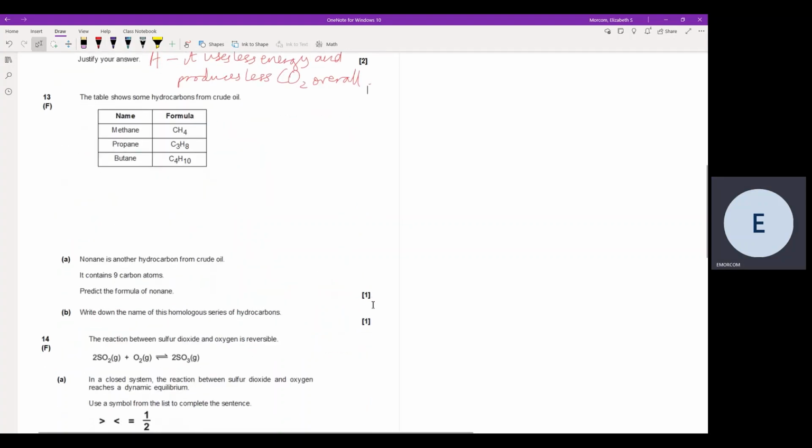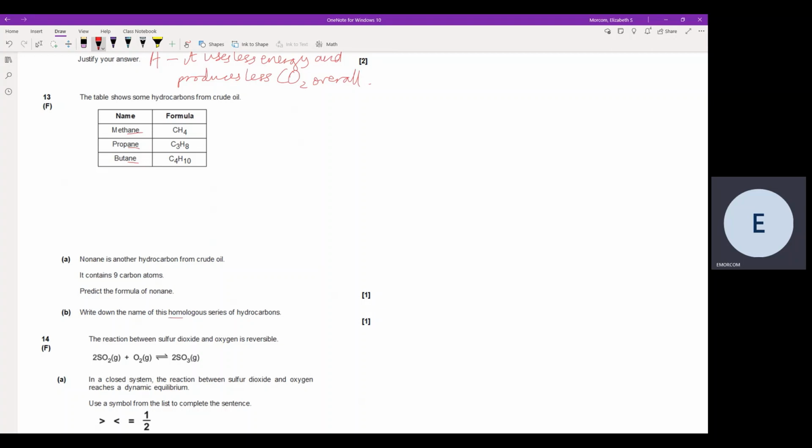Okay, question 13. The table shows some hydrocarbons from crude oil. We've got methane, propane, and butane. Now, I'm going to look at parts A and B together, but I think it's easier to do part B, and then that jogs our memory for part A. So it says nonane is another hydrocarbon from crude oil. It contains 9 carbon atoms. Predict the formula of nonane. And then it says write down the name of this homologous series of hydrocarbons.